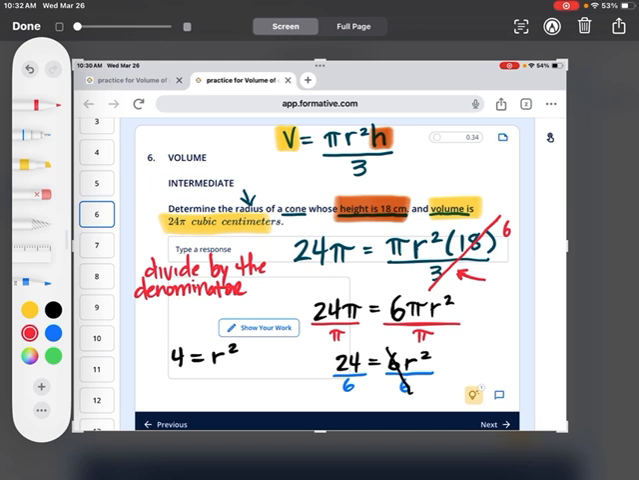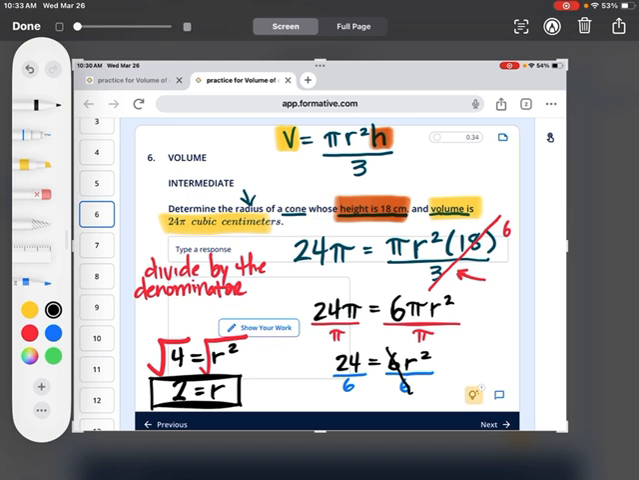And now hopefully it's starting to look familiar. The opposite of squaring something is taking the square root. So the square root of r squared is just r, and the square root of 4 is 2. Therefore, the radius is 2.